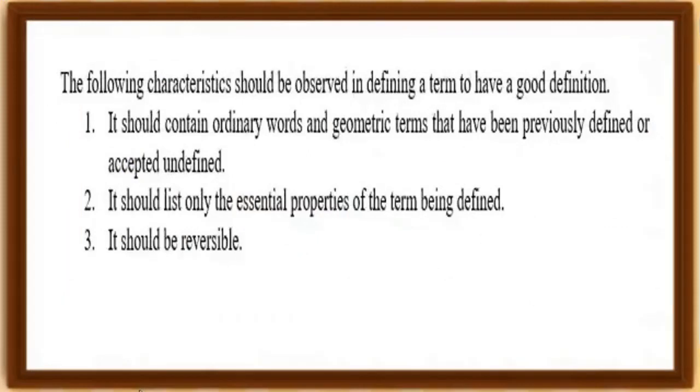The following are characteristics to be observed in defining a term to have a good definition. Number 1, it should contain ordinary words and geometric terms that have been previously defined or accepted undefined terms. Number 2, it should list only the essential properties of the term being defined. Number 3, it should be reversible.